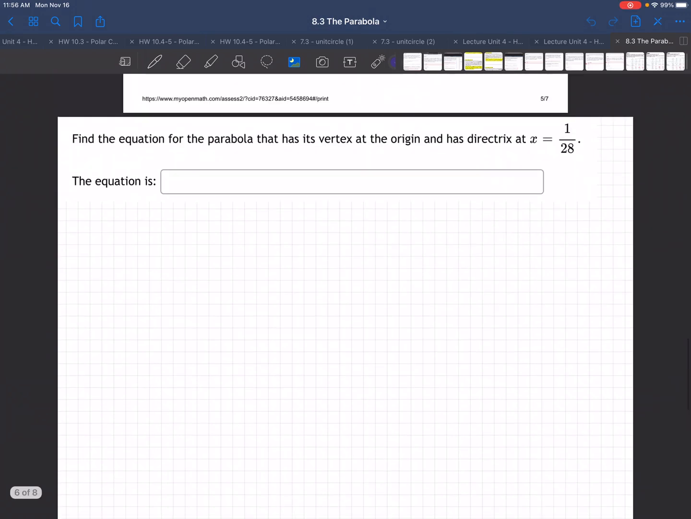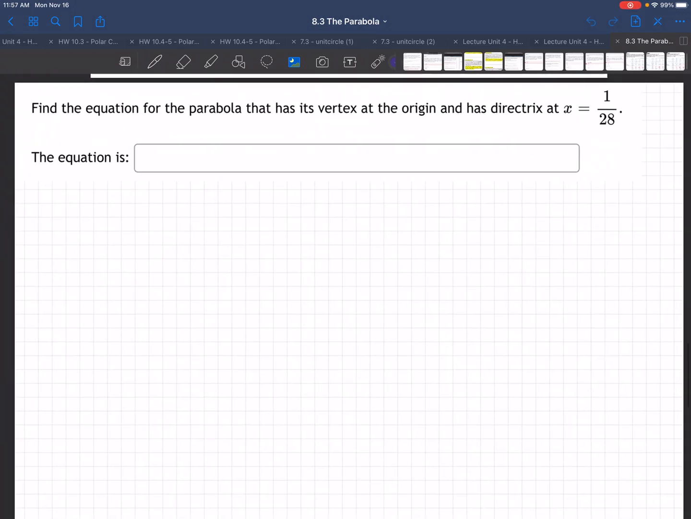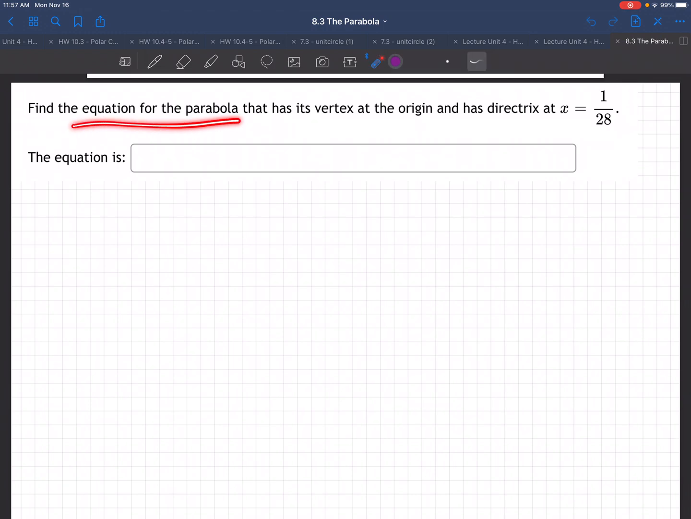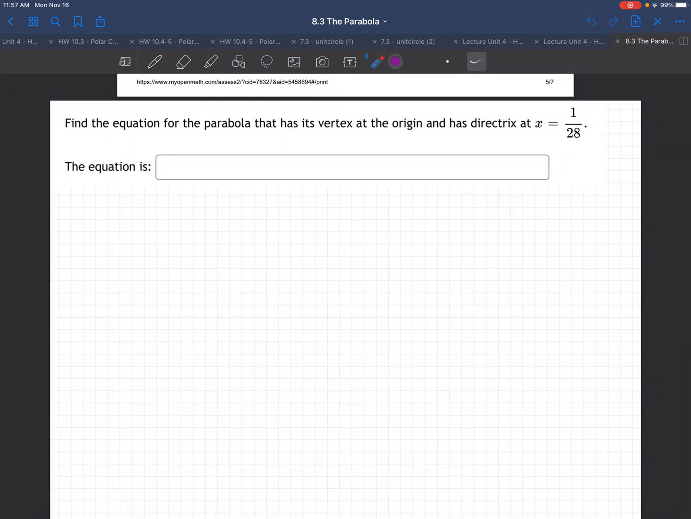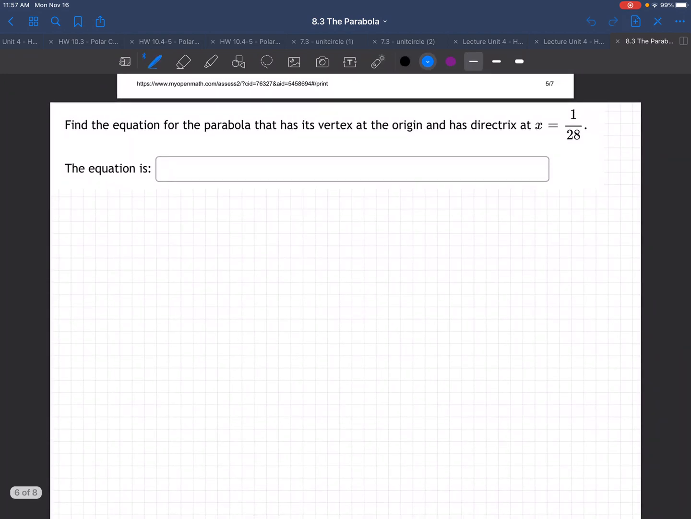Welcome to an example where we're trying to find the equation of a parabola with its vertex at the origin and its directrix. Let me begin by drawing what we're talking about. I think that'll be helpful. So here it is.